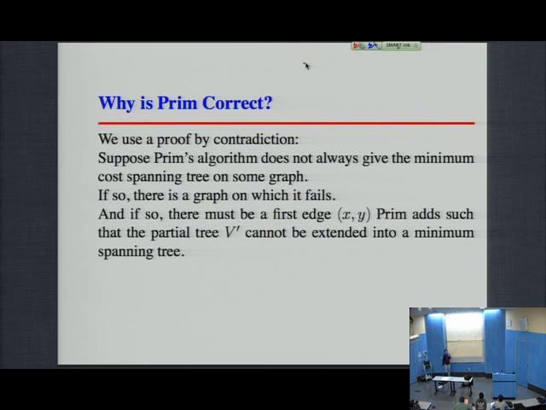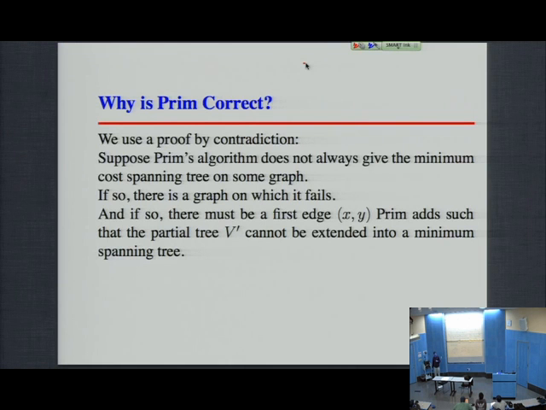And so what does that mean? That means that this green thing with these two edges couldn't have been a minimum spanning tree, because by putting in my edge and taking out this edge, the cost can only go down. Does everybody see that? That's the contradiction here. You're saying Prim's algorithm did not give me a minimum spanning tree.